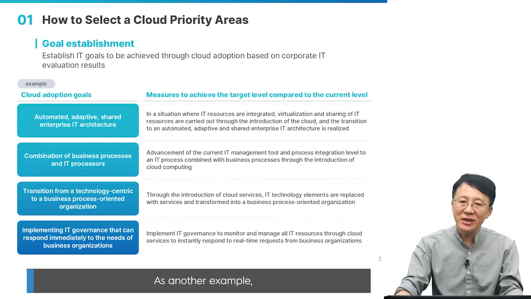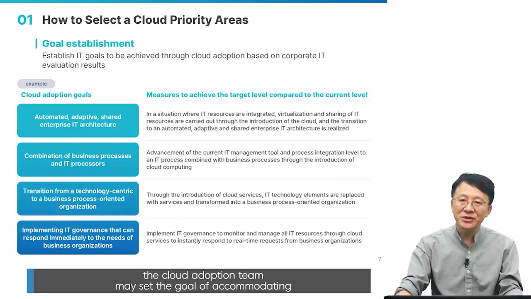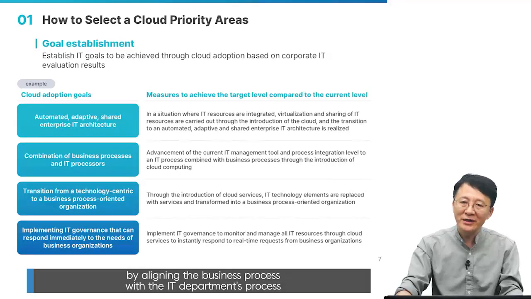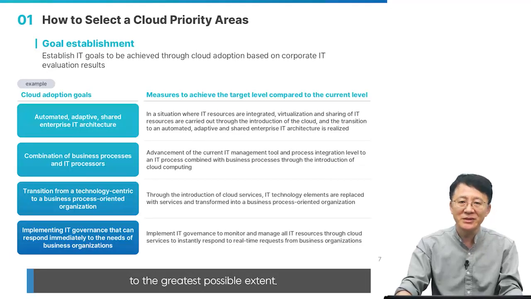As another example, the cloud adoption team may set the goal of accommodating the needs of the business department as quickly as possible by aligning the business process with the IT department's process to the greatest possible extent.